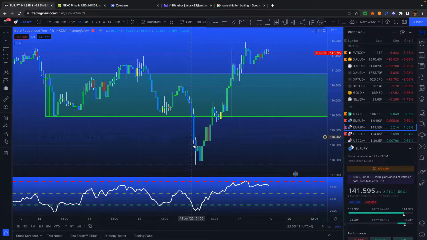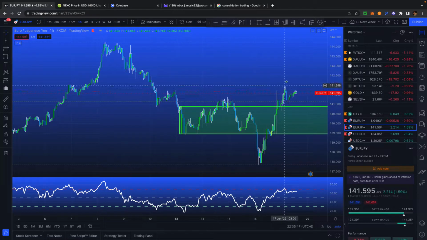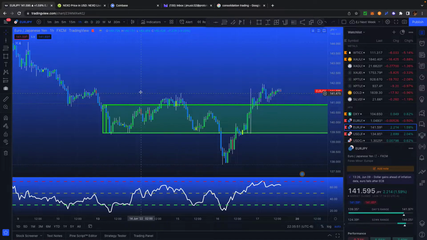It makes you think, oh, this market's going down, down, and then it breaks out the other side and continues to go up. And it actually broke out of this consolidation here. Yep, actually broke out of the top of that consolidation. Now it's moving back up.